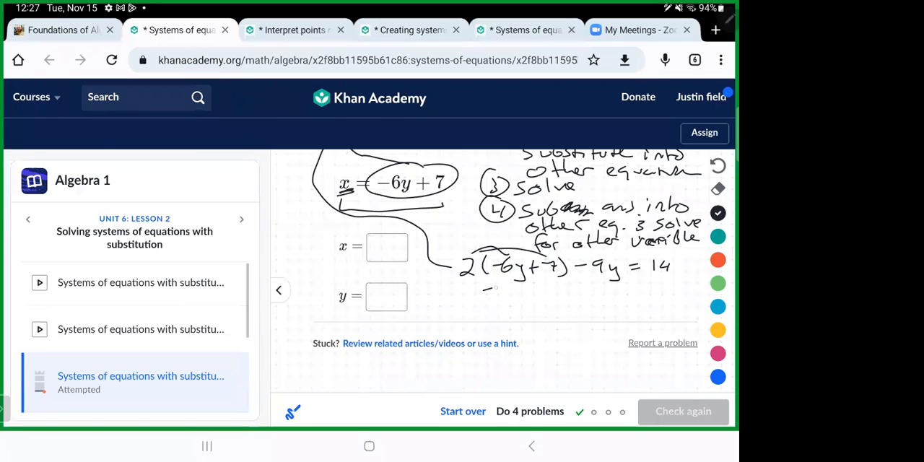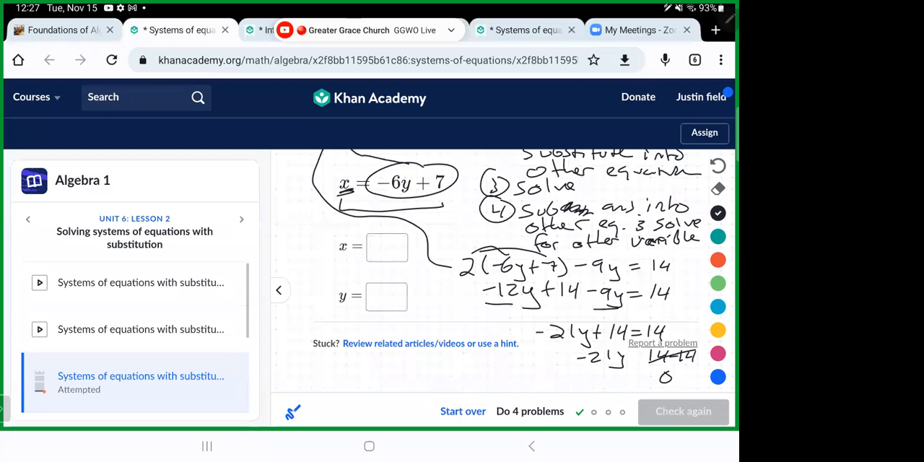So I'm going to distribute: negative 12y plus 14 minus 9y equals 14. I'm going to combine my like terms, which would be negative 21y, and put my numbers on the right, so that's going to be 14 minus 14, which is 0. And then negative 21y equals 0. So then y equals 0. Okay, can't write it there. Fine, I'll write it here. So y equals 0, we got that.